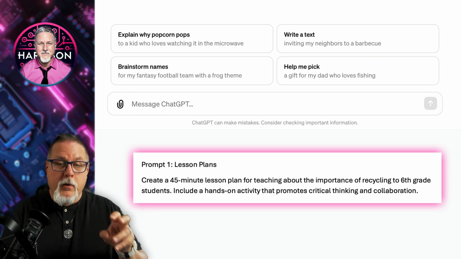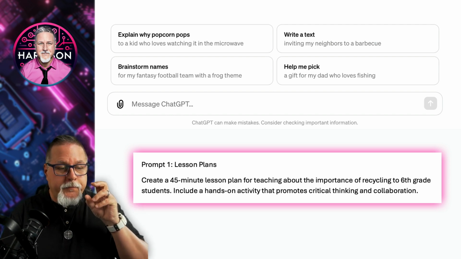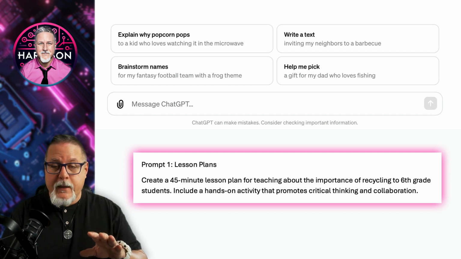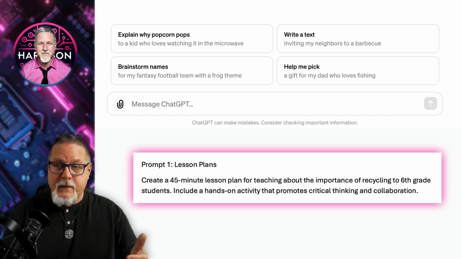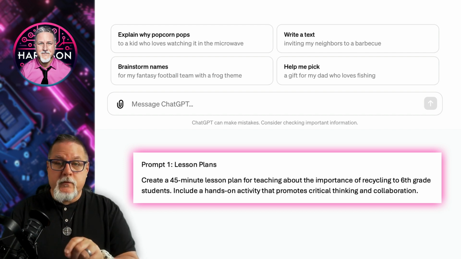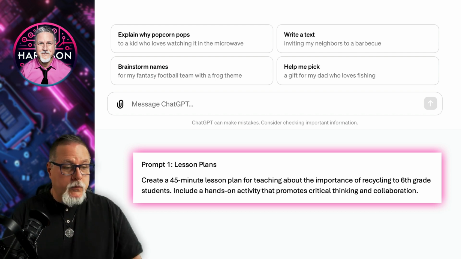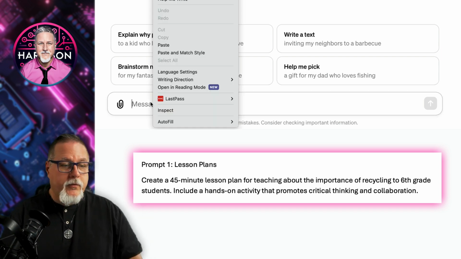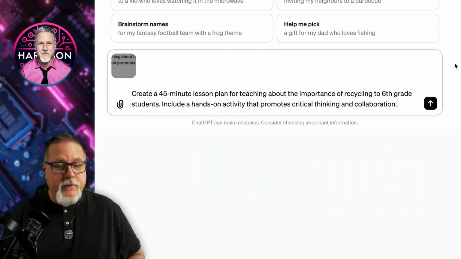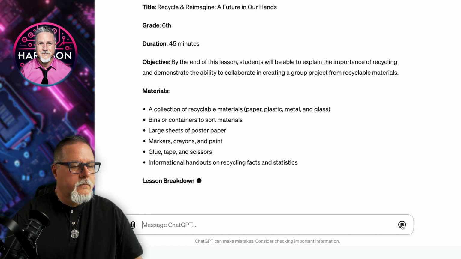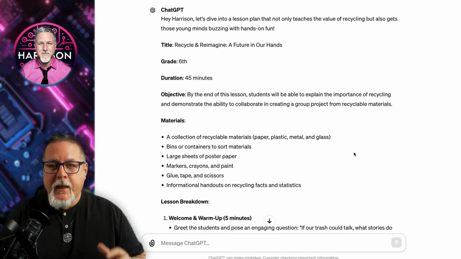So you'll notice in this prompt, I'm very detailed in what I want, right? I want a 45-minute lesson plan. That lesson plan is going to cover the topic of the importance of recycling. We have our audience, which is a 6th grade student, and we also want to include a hands-on activity with the key outcomes that it promotes critical thinking and collaboration. Let's see what happens here. And there we go, it's ready.